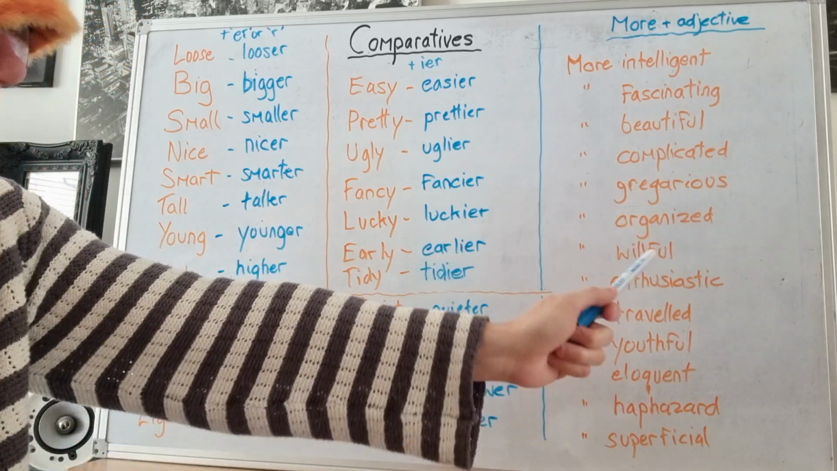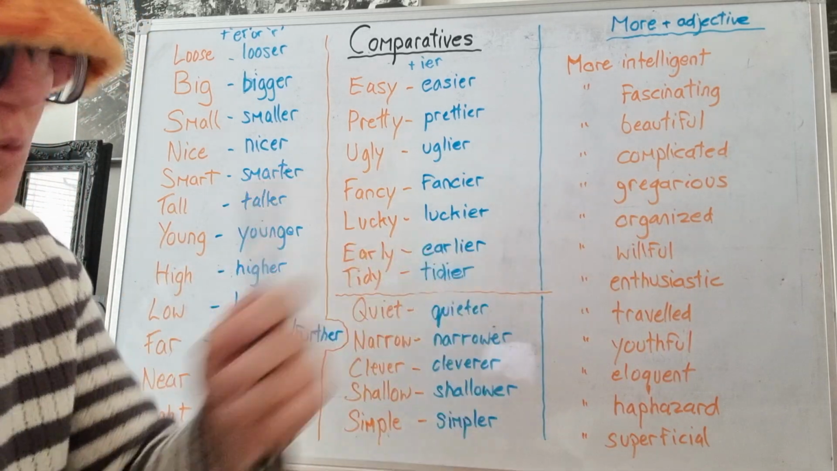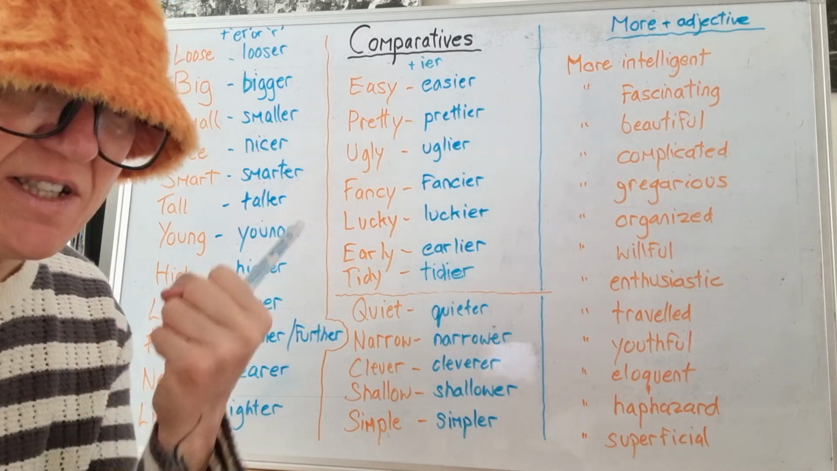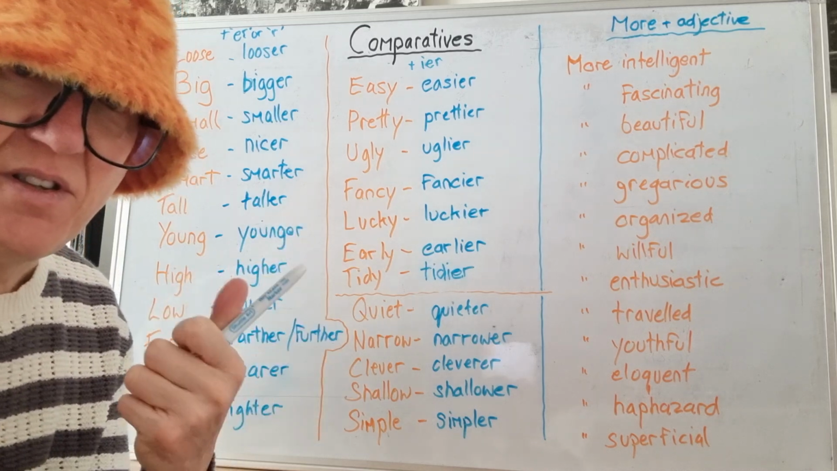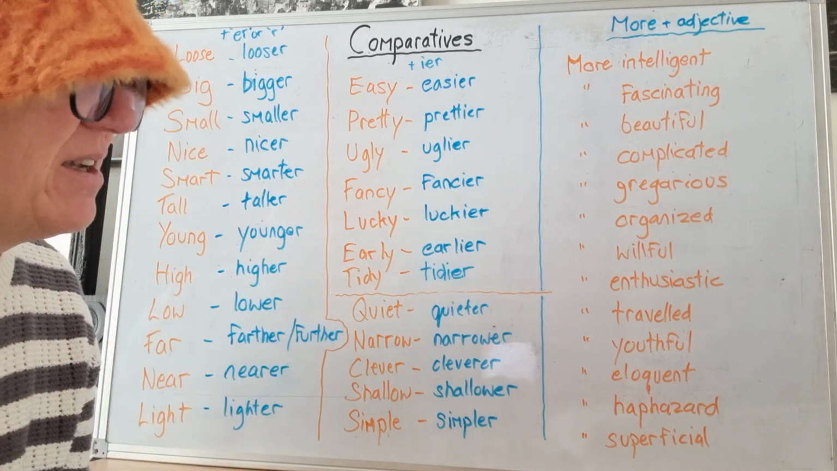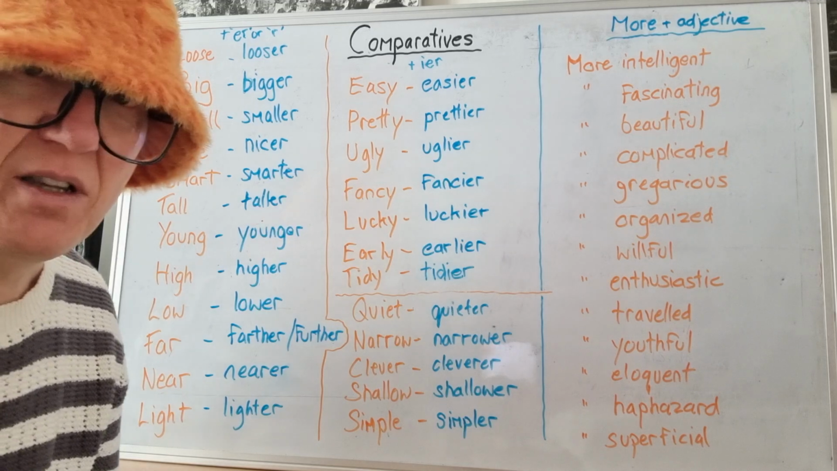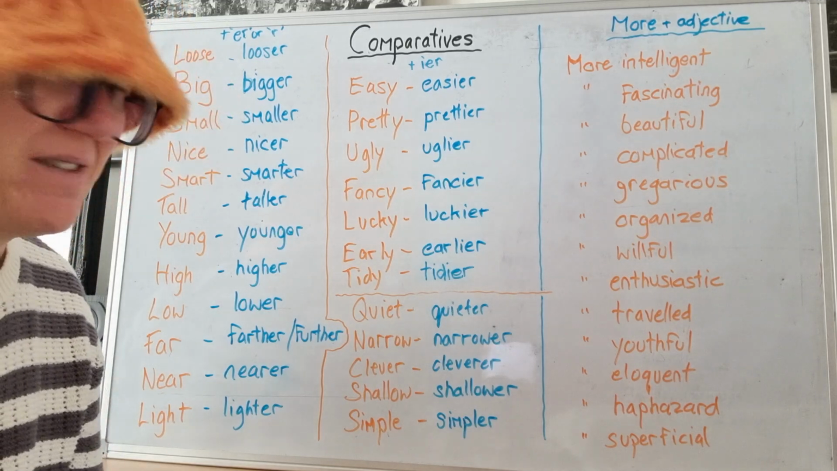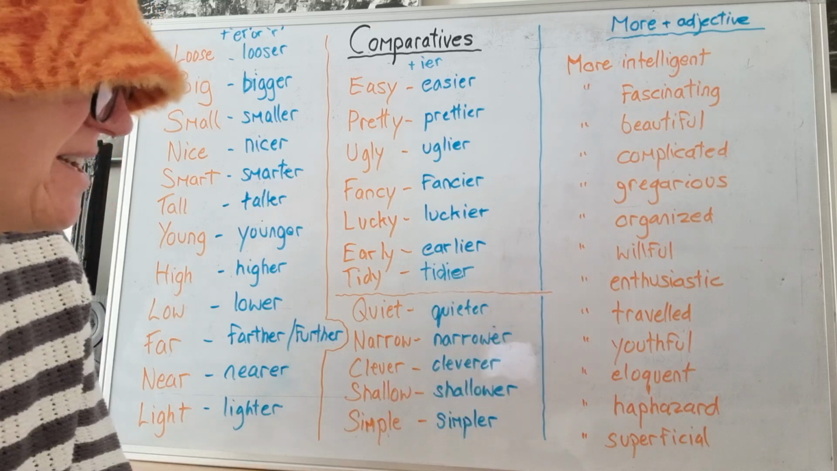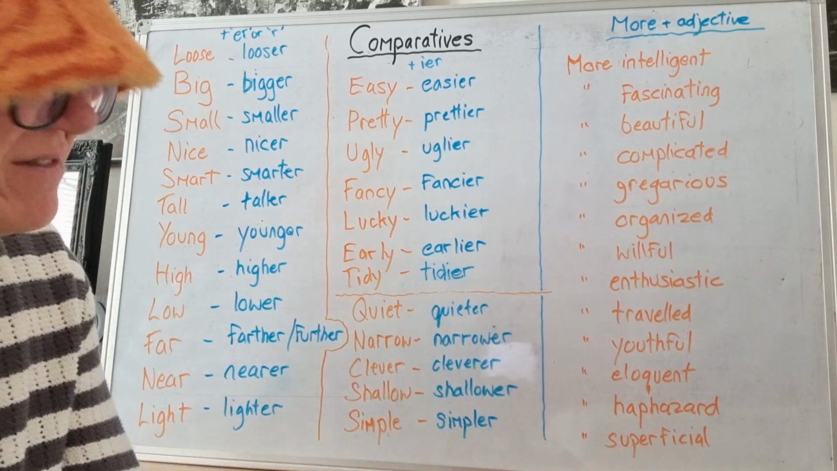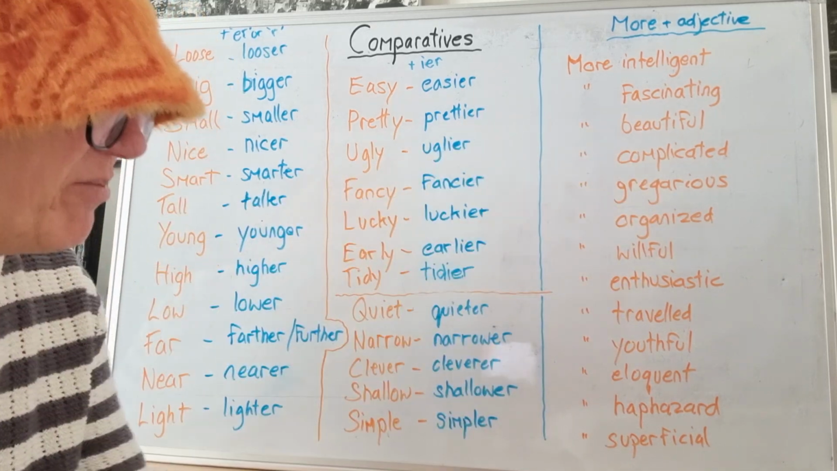More organized, more willful. Willful is someone who wants to get what they want. They want to have their own way, like a child. Willful person, they want to have their will met. Does that make sense? More enthusiastic, more traveled. That obviously means someone who's gone a lot of places.